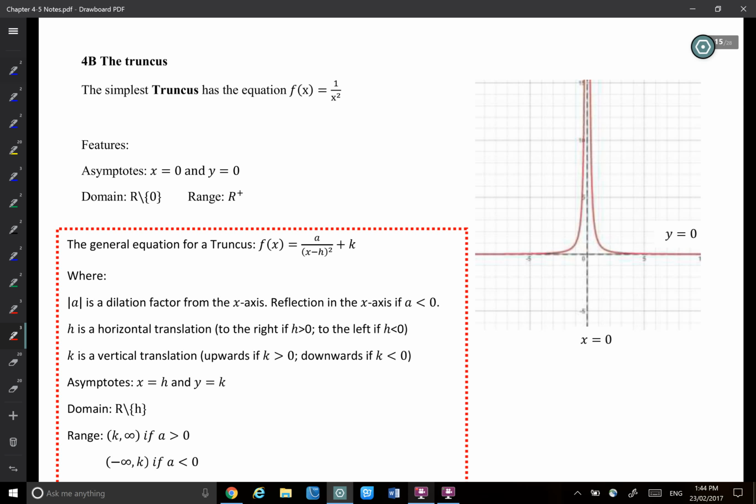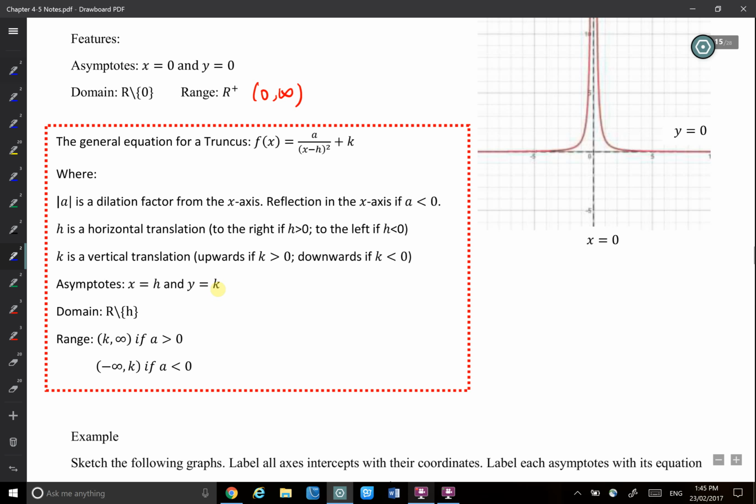Truncus will be very similar to hyperbola, and the simplest truncus will be 1 over x squared, and you have the graph like this. You still have x and y asymptotes, x equals 0 and y equals 0, as the asymptotes. The feature is the domain is R except 0, but the range will be different compared to hyperbola. That will be R plus. Okay, that will be everything above 0. So R plus can also be said as 0 to infinity. So that will be very, very similar.